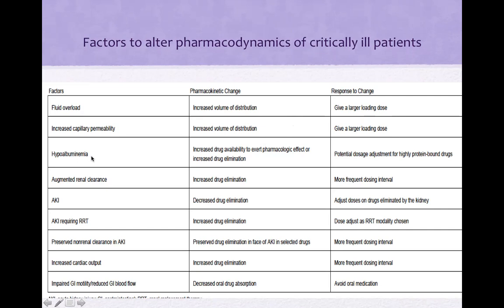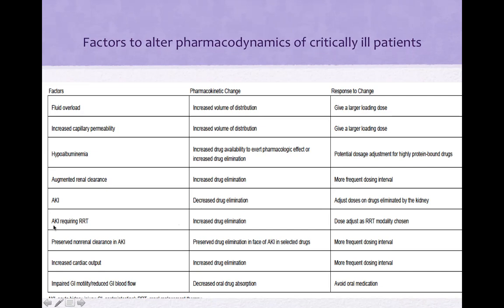Hypoalbuminemia is commonly associated in septic critically ill patients. Here, the drug availability is increased, so the drug elimination is also increased. So you need to potentially adjust the dose of the drugs, especially for high protein bound drugs. Renal clearance is augmented in sepsis, so the drug elimination is also increased. So you have to give a more frequent drug dosing. AKI definitely will decrease the drug elimination because the GFR is affected. So you have to adjust the dose of the drugs which are being eliminated by the kidney.